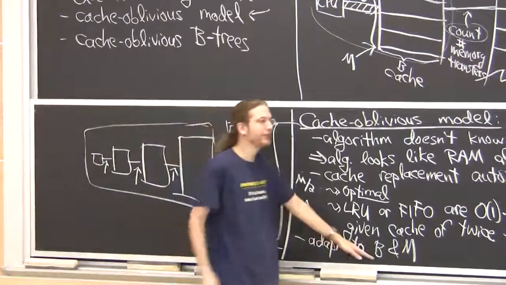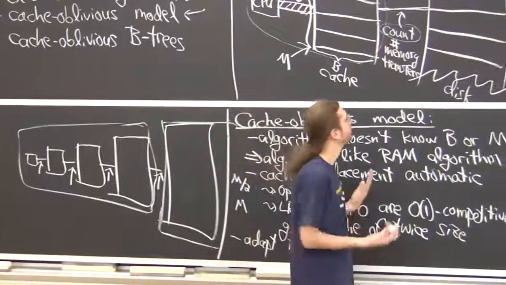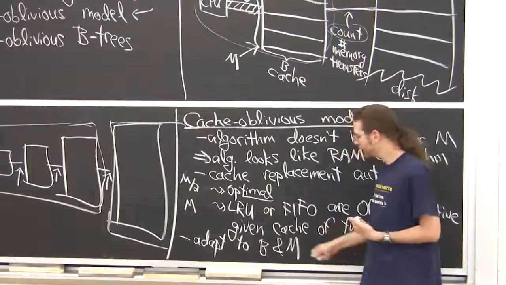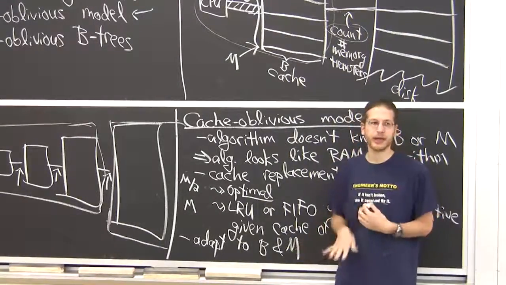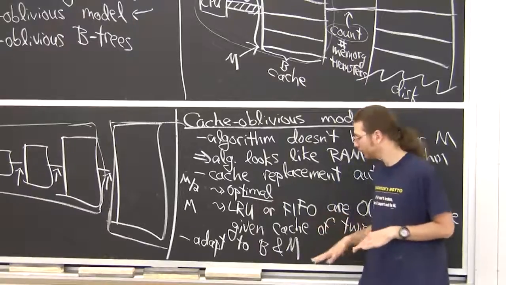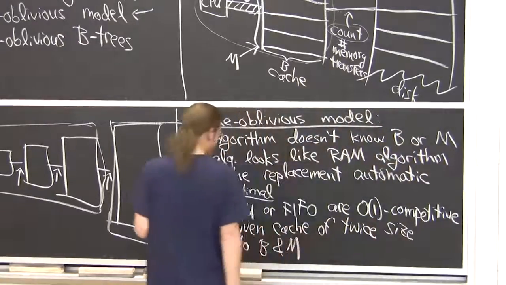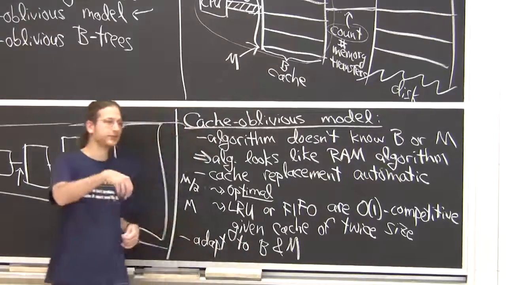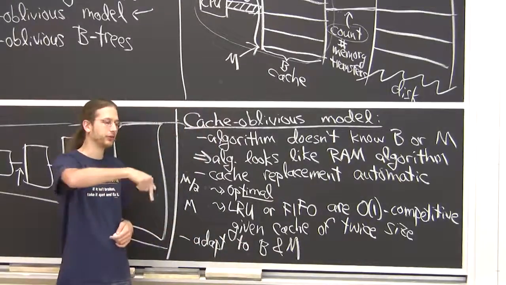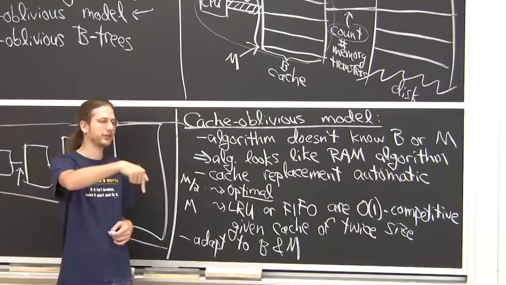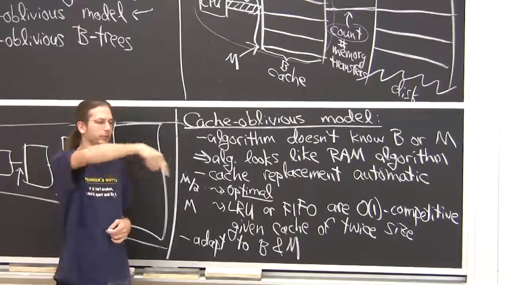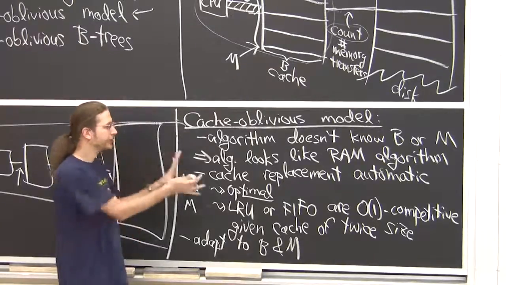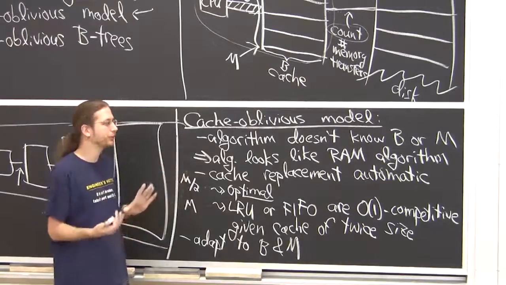Also, B and M might be changing, and there are lots of situations for that. If you have multiple programs running at the same time, then your cache size might effectively go down if they're really running in parallel on the same computer, or pseudo-parallel. Block size could change if you think of a disk where the block size is the size of your track: closer to the center the tracks are smaller, closer to the rim of the disk the blocks are bigger. All these things, in the cache-oblivious model you don't care, because it will just work.